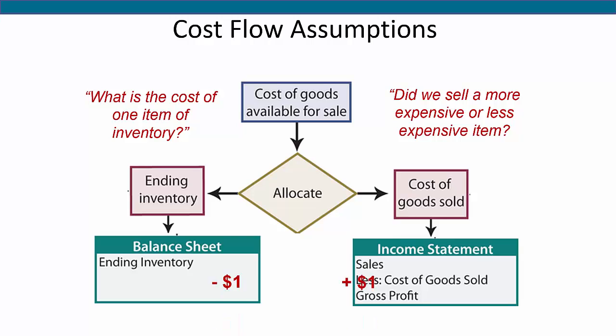So note that if we allocate $1 more in cost to the inventory sold, we must allocate $1 less to inventory on the balance sheet. Thus, there is a direct impact of our cost flow assumption on net income and on total assets. And as an aside, this concept of how costs are allocated between ending inventory and cost of goods sold also holds true when we discuss inventory errors later in part 4. So please make a note to yourself about it for now, okay?